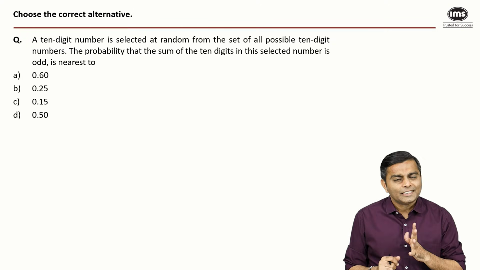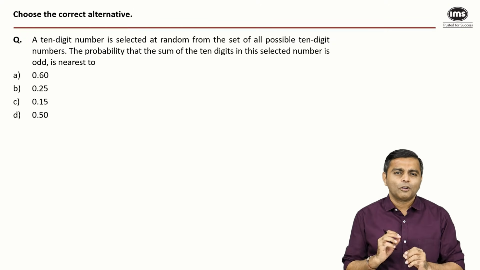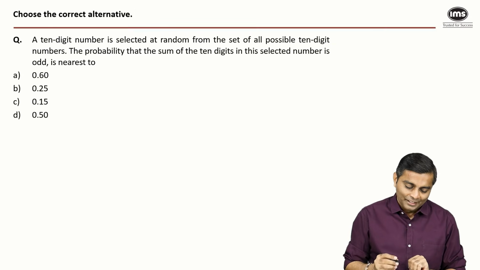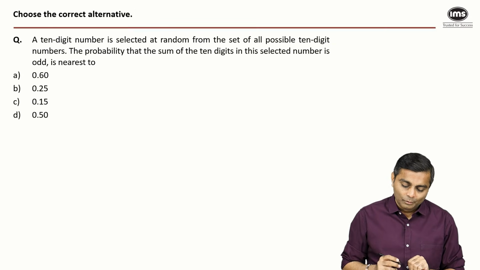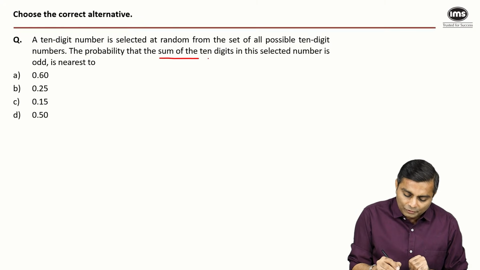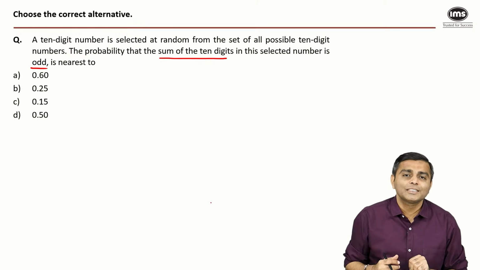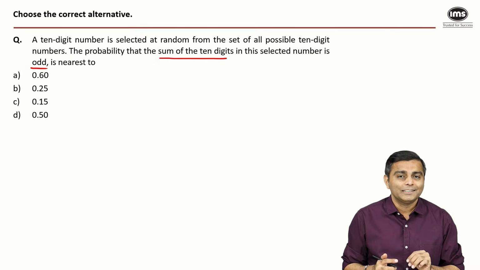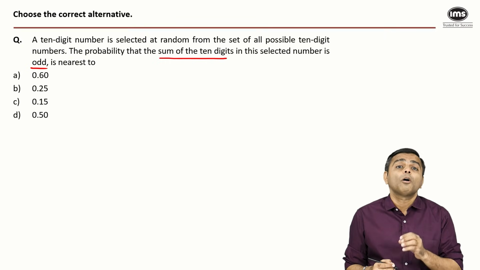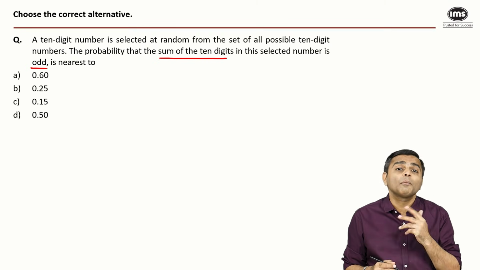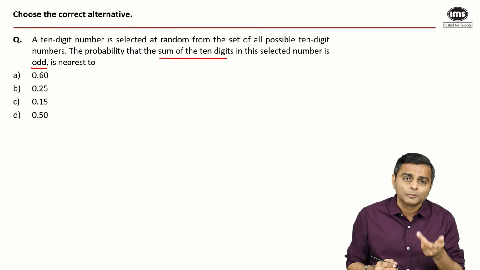Next question is a PNC question, maybe moderate or slightly above moderate, but not undoable, definitely. A 10-digit number is selected at random from the set of all possible 10-digit numbers. Probability that the sum of these 10 digits is odd. Okay, so when will the sum of the digits be odd? And we know there are 10 digits. If you have an odd number of odd digits, your answer is odd. If you have an even number of odd digits, say 2 odd digits, it's going to be even.